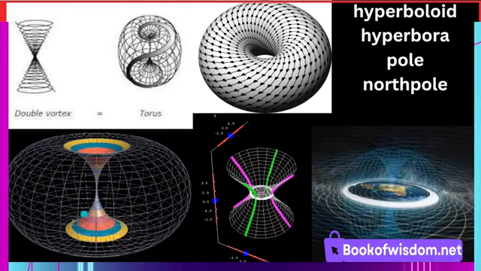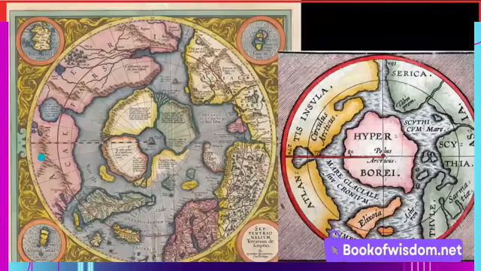Mountain, what they're metaphorically saying, this is the electromagnetic mountain at the center, the double vortex, the center of the torus field, which is the North Pole. Pole of electromagnetic energy. So this is why they call it Hyperborea. It comes from the word hyperboloid.